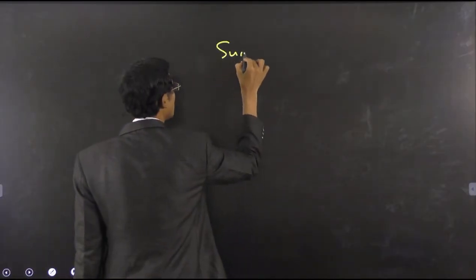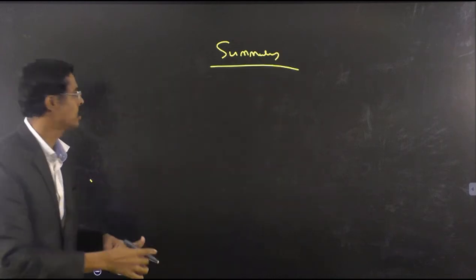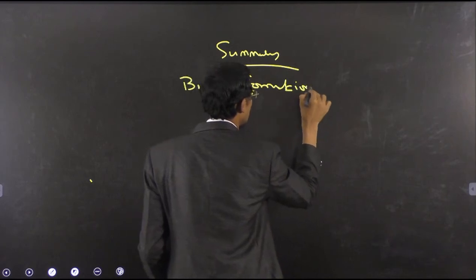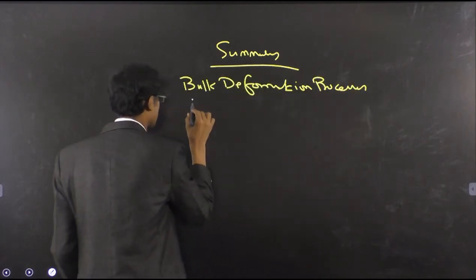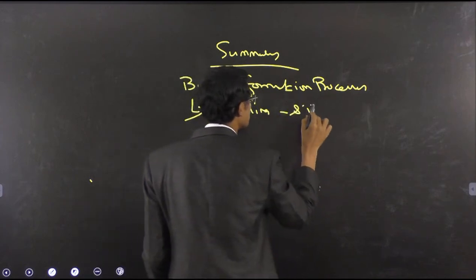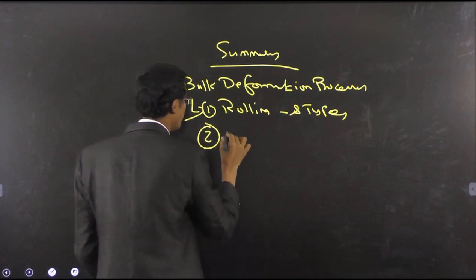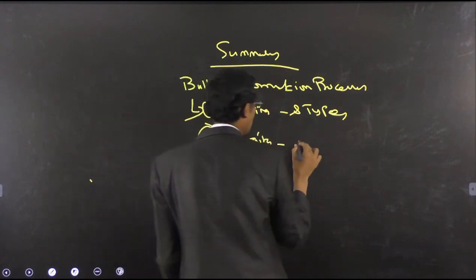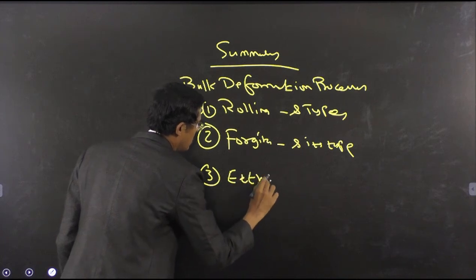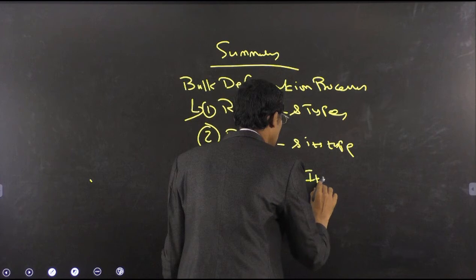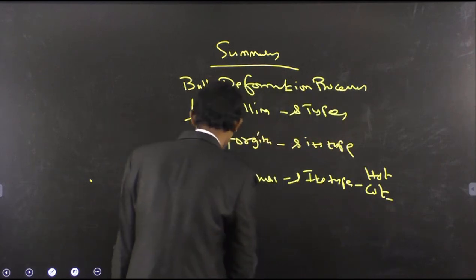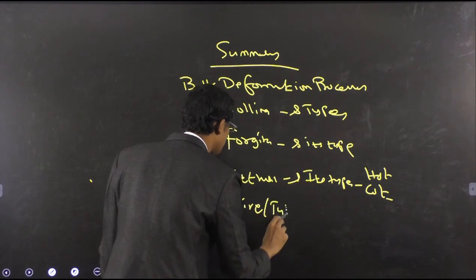In summary, in this session we have seen about bulk deformation of materials. Number one, in general about rolling and its types. Number two, we have seen about forging and its types. And today we have seen about extrusions and their types: hot, cold, and, among others, wire drawing and wire or tube drawing.